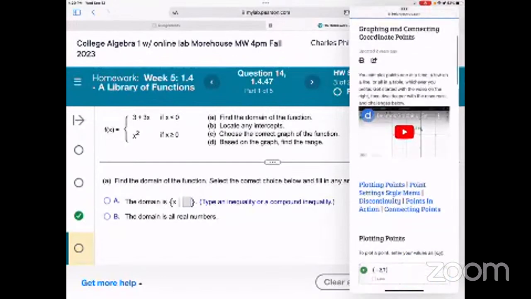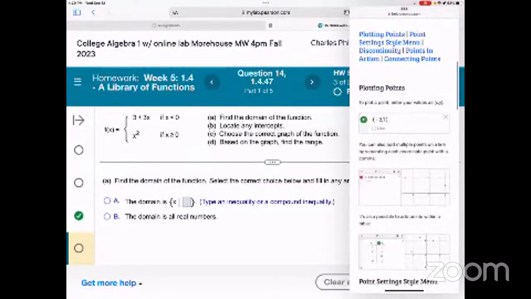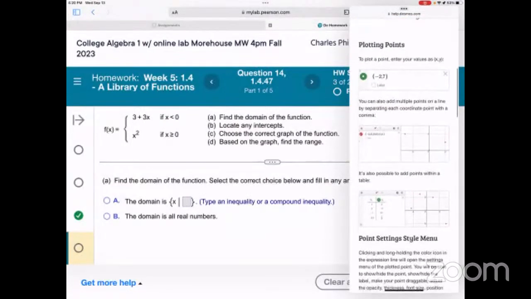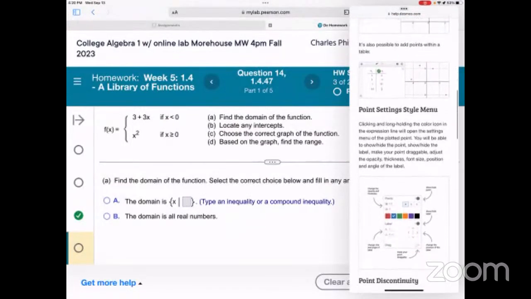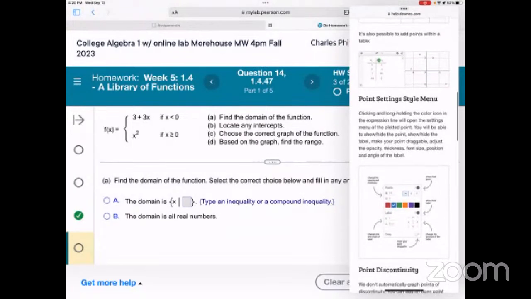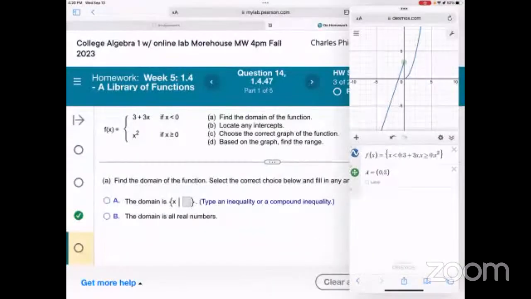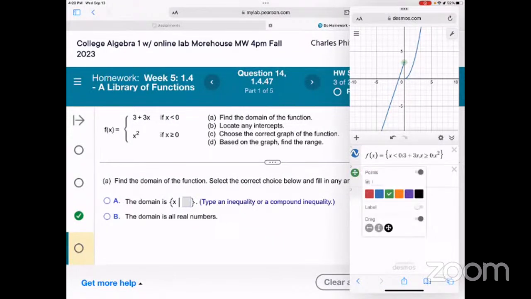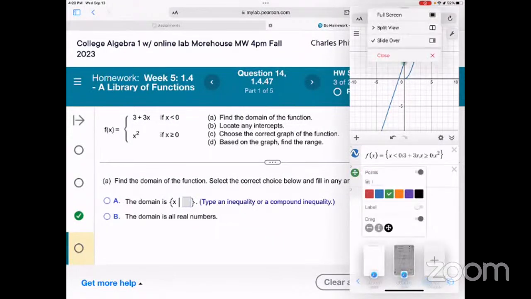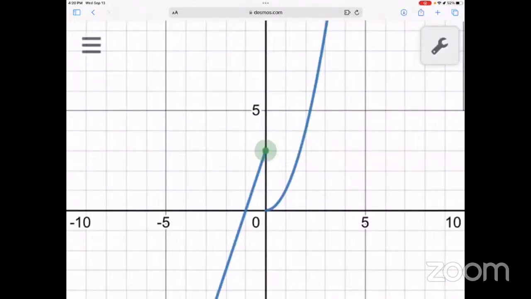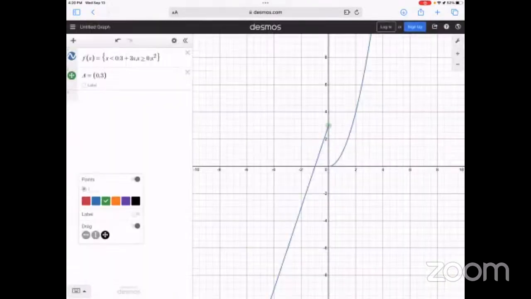Okay, yeah, that's what I'm trying to get. How do we get that? You can also add multiple points. It's also possible to add points within the table. Style, show or hide the point. Where's that option? That's what I'm looking for. Maybe I need to change my screen. Let me go full screen. I think sometimes when you go full screen, it gives you different options.